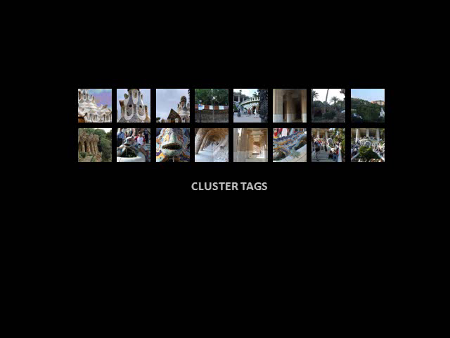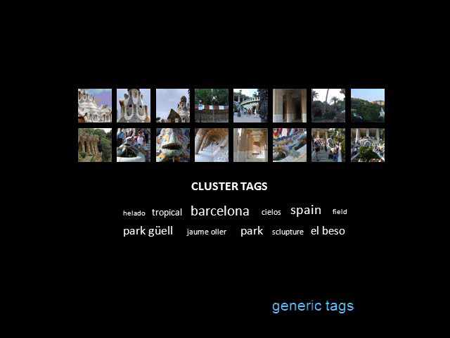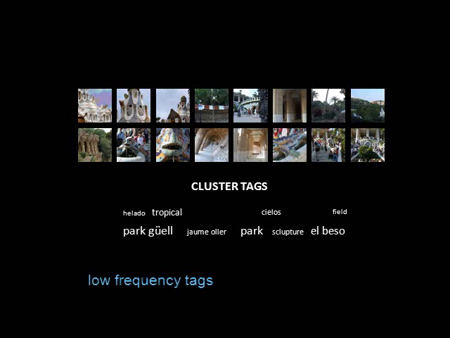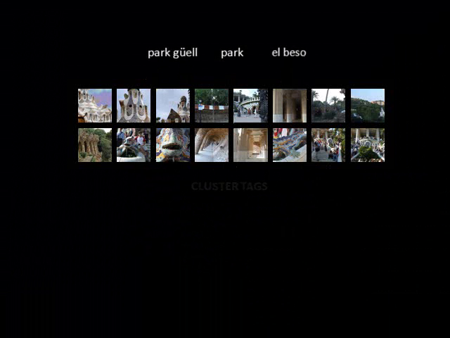Finally, we make use of the tags accompanying the photos of landmark clusters in order to automatically extract descriptive names for these landmarks. We first filter out generic tags, that is, tags that are used frequently in the whole dataset. Then, we also filter tags that have low frequency in the particular cluster. In the end, we derive a set of tags that are characteristic of the particular landmark.